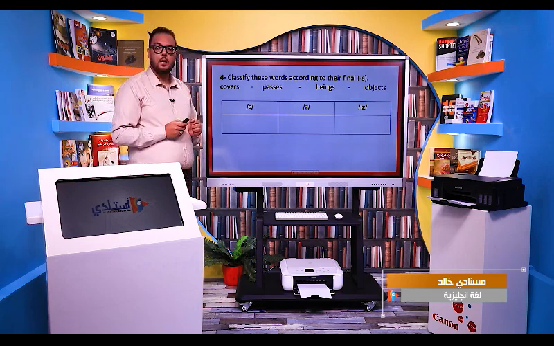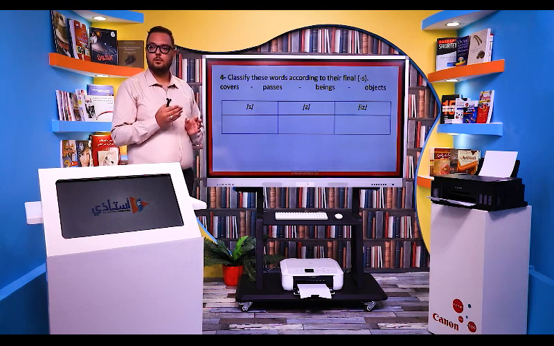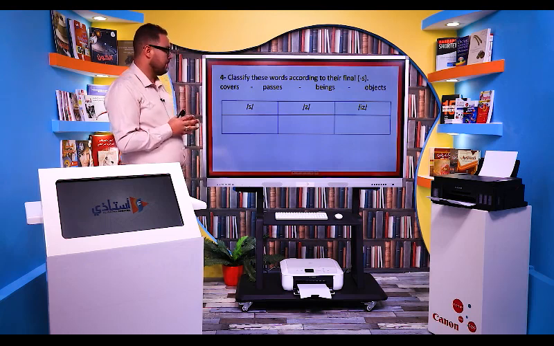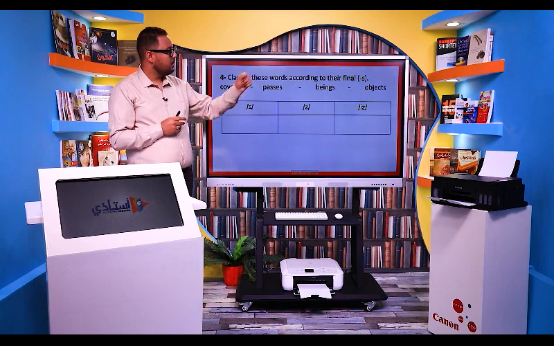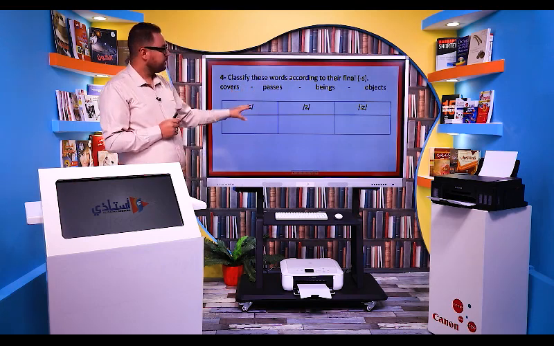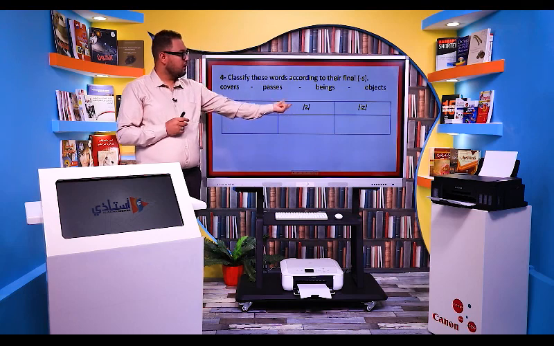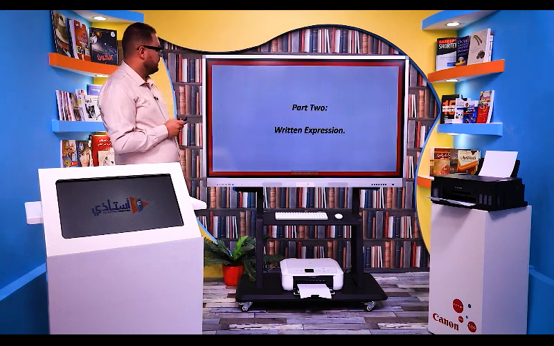Number 4, classify the following words according to the pronunciation of their final S. We have 4 words ending with S. Classify them according to the pronunciation of the final S. We have the sound S, the sound Z, and the sound IS.